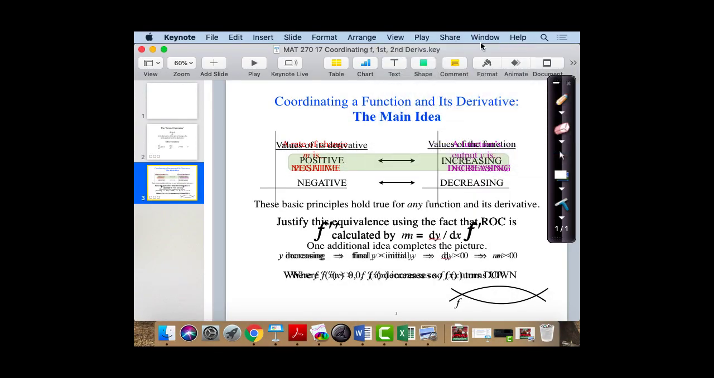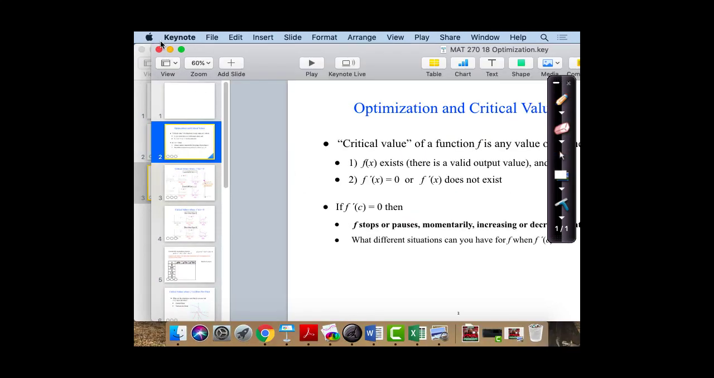What we're going to use this for is something called optimization. Optimization involves finding the best value in a situation, and usually best is like least expensive, highest, least amount of material, most profit, things that are maximum or minimum value of some quantity.